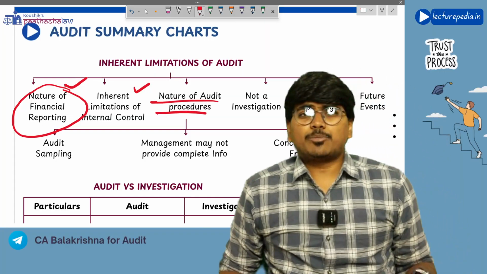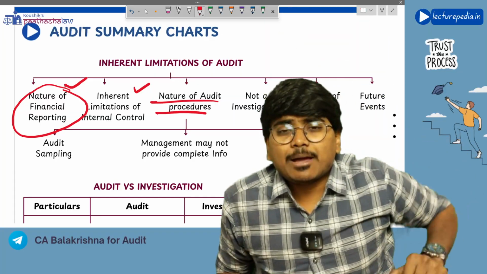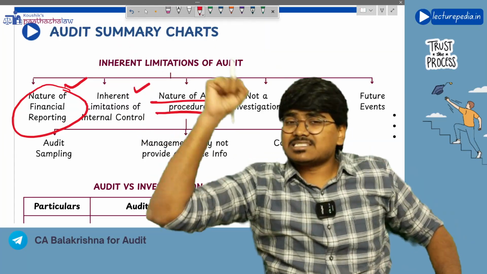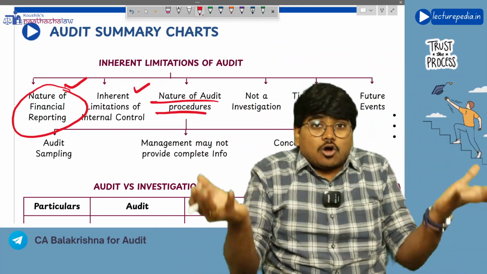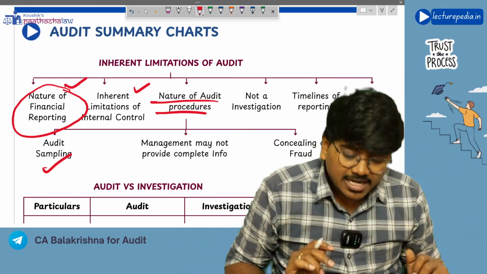Next, nature of audit procedure. See, the auditor will use sampling. Sampling means he will not perform audit procedures on all the items. He will take a certain sample. On that sample, he will perform audit procedures. So, since he is not auditing all the items, he cannot identify all the frauds and errors. This is also one of the inherent limitations.